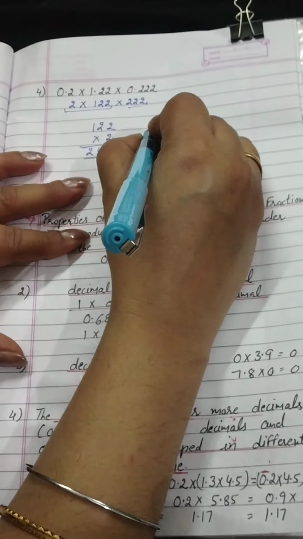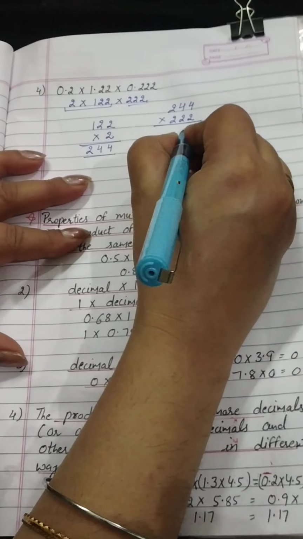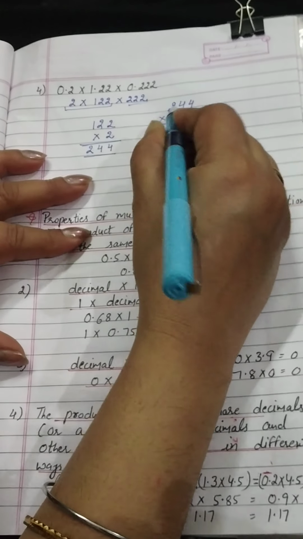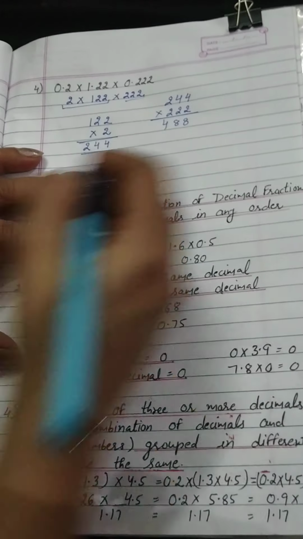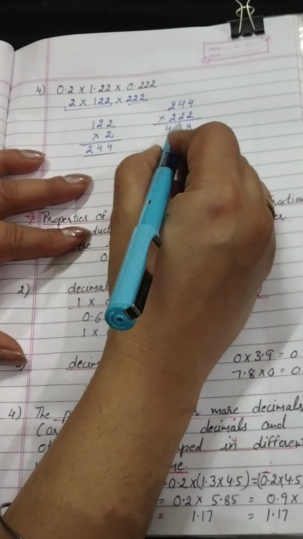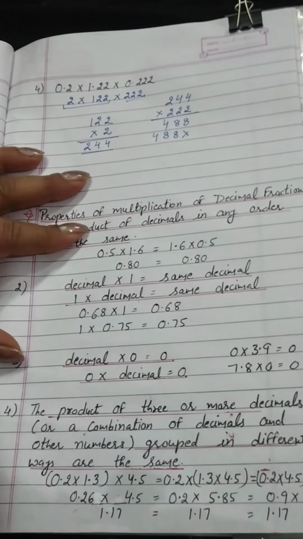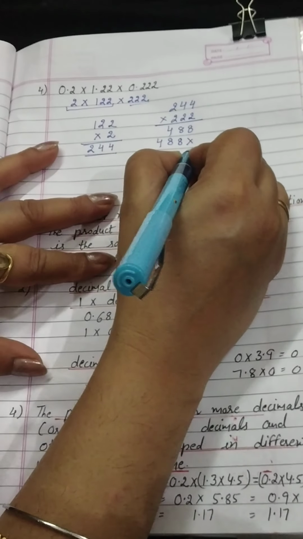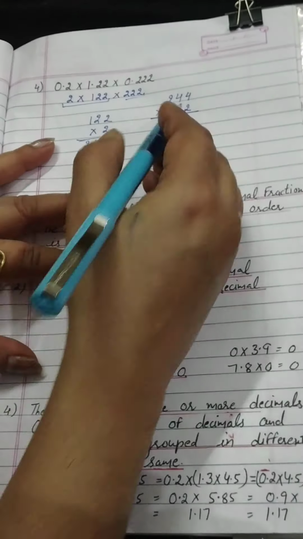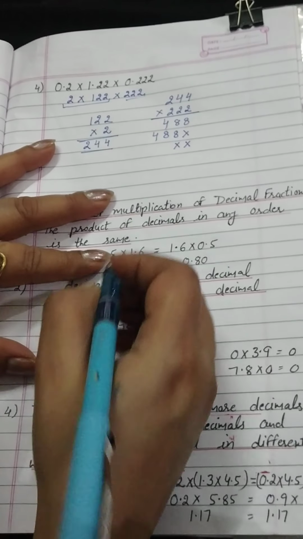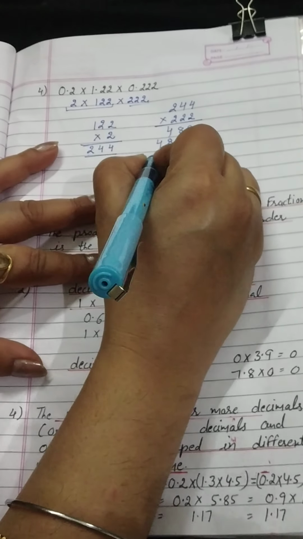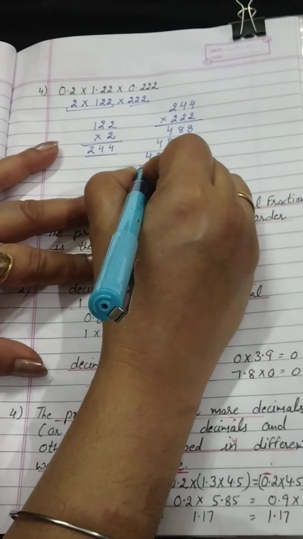See, 244 by 222. Okay. Now 2 4s are 8. 2 4s are 8. 2 2s are 4. Again we will multiply. 2 4s are 8, 2 4s are 8, 2 2s are 4. Okay. Now here put 2 crosses here. Again we will multiply 244 by 2. 2 4s are 8, 2 4s are 8 and 2 2s are 4.